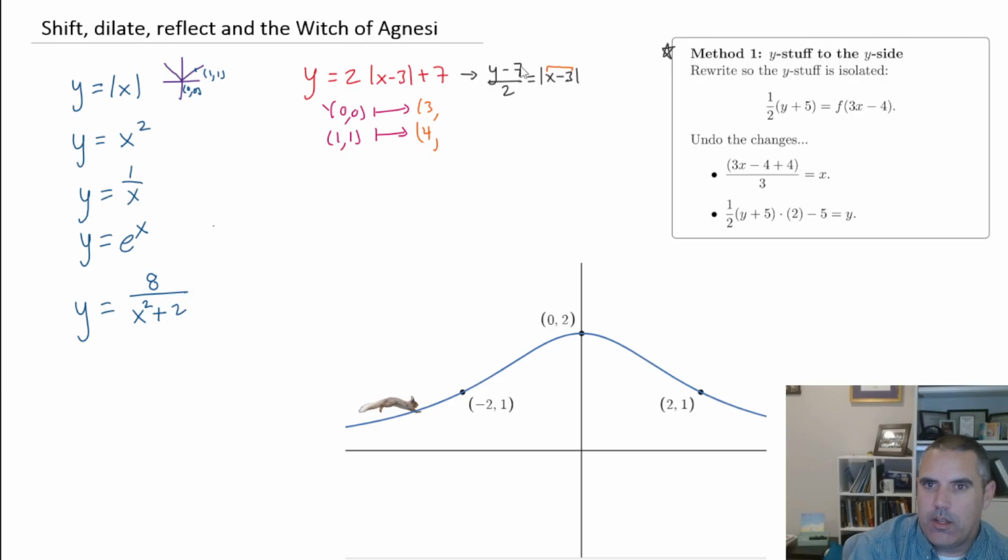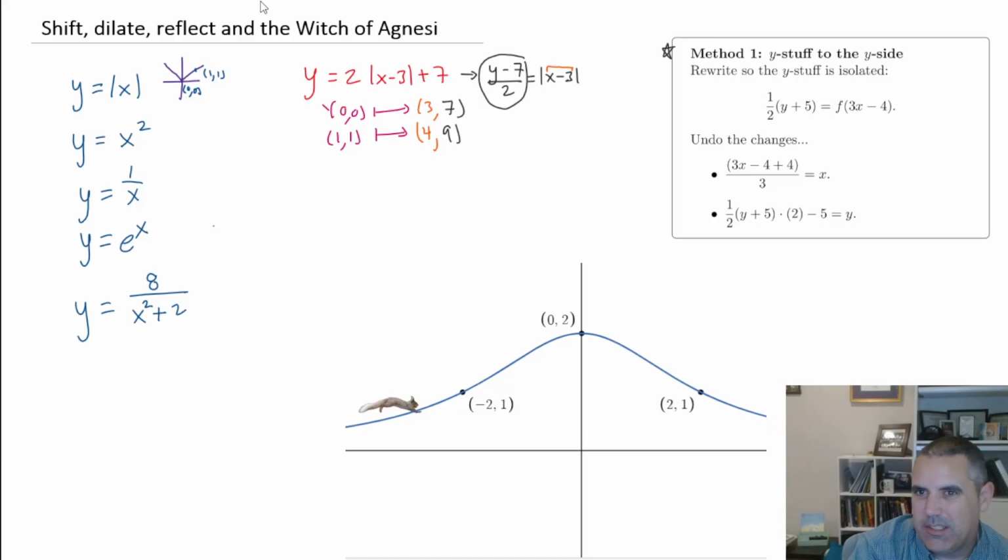In order to undo this, like if I was solving when is that equal to my old value, I have to multiply by 2 first and then add 7. So multiply by 2 and then add 7. So 2 times 0 plus 7 is 7. Multiply by 2 and add 7. 2 times 1 is 2. This is going to be 9.